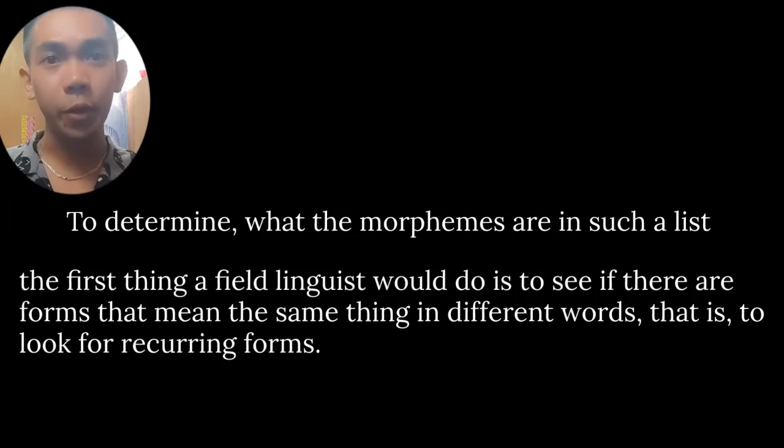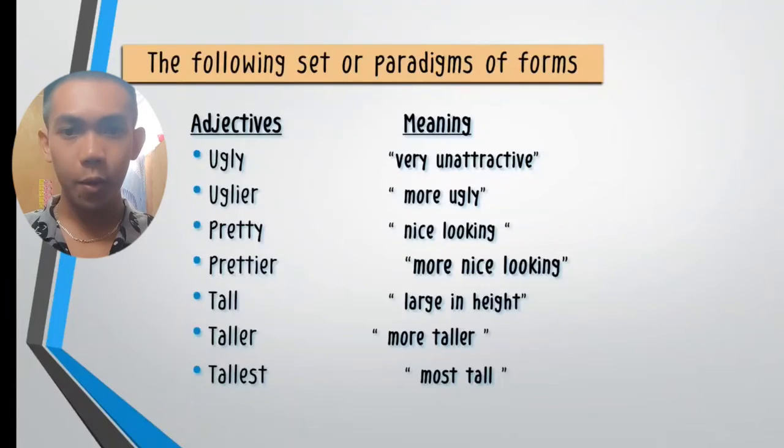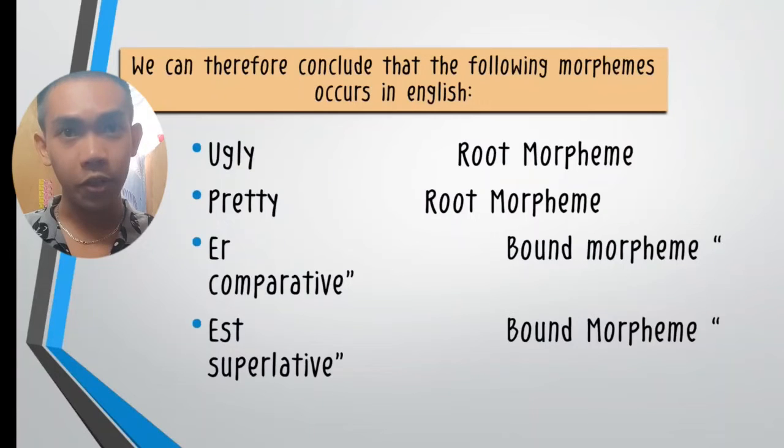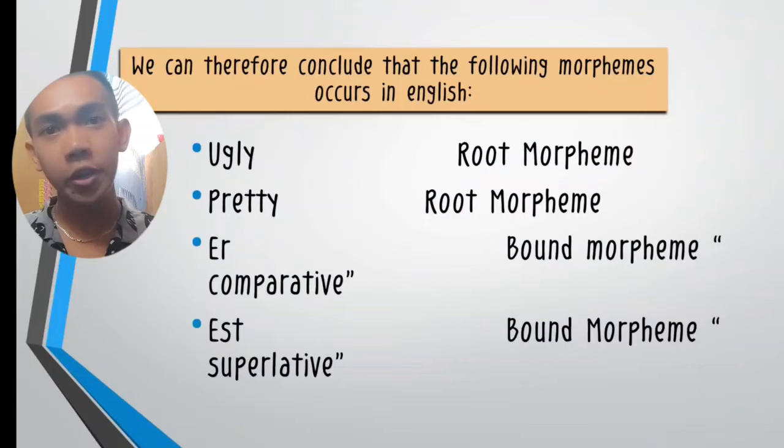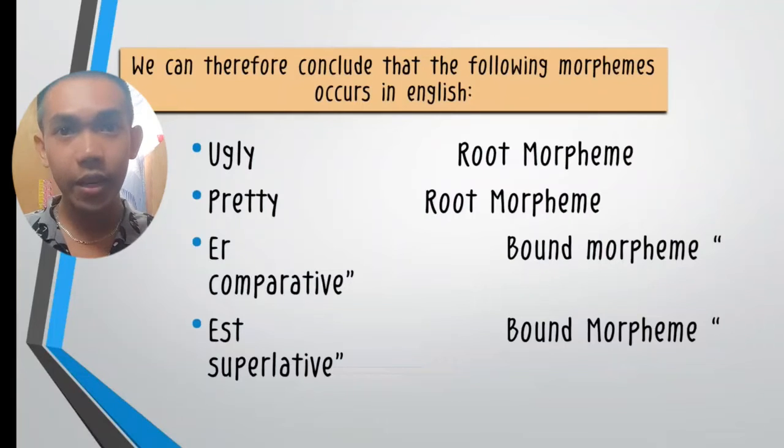To determine what the morphemes are in such a list, the first thing a field linguist would do is to see if there are forms that mean the same thing in different words, that is, to look for recurring forms. We find that ugly occurs in ugly, uglier, and ugliest, all of which include the meaning very unattractive. We also find that er occurs in prettier and taller, adding the meaning more to the adjective to which it is attached. Similarly, est adds the meaning most.